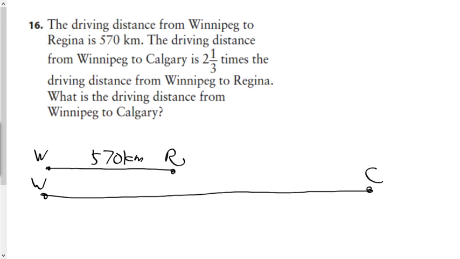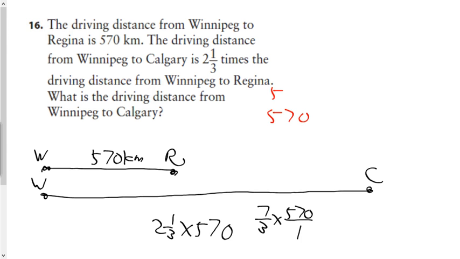Now, since that distance is 2 1/3 times the driving distance from Winnipeg to Regina, I know that 2 1/3 times 570, based on my number line, will be the way I calculate the driving distance from Winnipeg to Calgary. Change the mixed fraction to improper and multiply that out. Now I know that 570 is divisible by 3 because 5 plus 7 plus 0 is 12, and 12 is a multiple of 3.